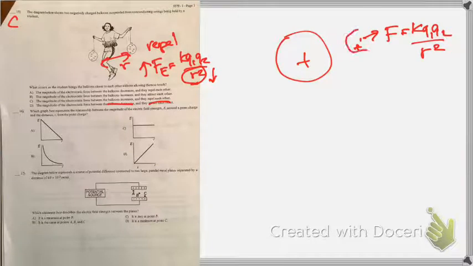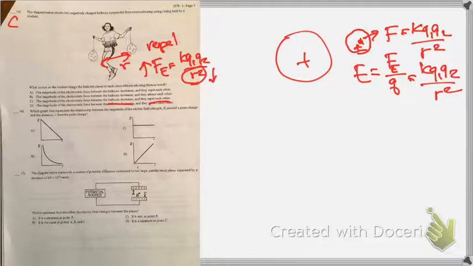If I want to know how strong the field is at that location right there, the field is just equal to the force divided by the charge. So it really doesn't matter what the size of the charge is that you put there. It divides out. So your field strength is actually KQ over R squared for a point charge.